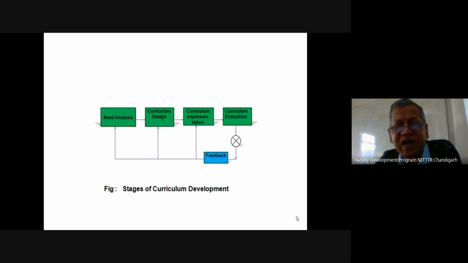So my friends, whenever we get a project to design a curriculum or revise a curriculum, we follow a very systematic process, and there are four stages through which the curriculum goes. What are those four stages? This is very, very important. Please note down all four stages. The first stage is called need analysis.